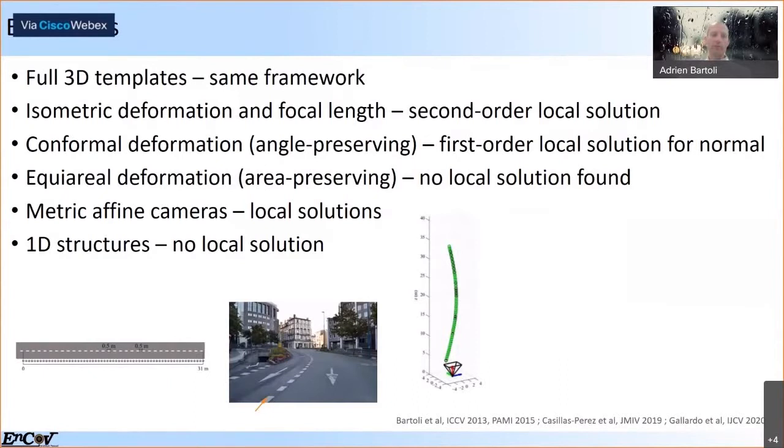We're able to handle affine cameras and also 1D structures. So you can see an example here. We have reconstructed the shape of the road just from a very simple template, knowing that the points were equally spread on the floor, and we were able to reconstruct the shape of the road just from this knowledge by defining a trivial template. So you can see the reconstruction of this white line on the right of the screen, and this is quite accurate.